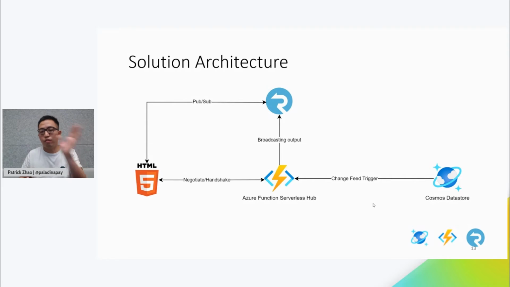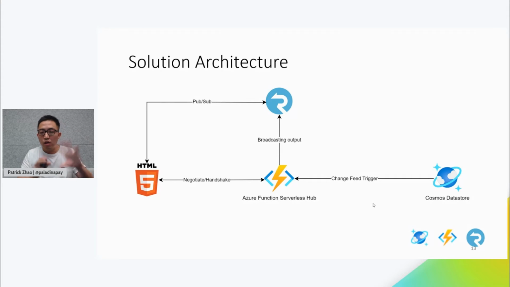So starting from the right-hand side, we have our data store, which is our Cosmos DB. Whenever there's a change captured by the change feed built in with Cosmos DB, it can trigger an Azure Function serverless hub. And the Azure Function serverless hub has an output binding that broadcasts messages to client applications via a typical pub/sub architecture via SignalR Service. Now, before we allow the connection to be established between the client application, our dashboard on a big screen, and SignalR Service, there needs to be a negotiation or handshake process beforehand. I'll show you the code so it will make more sense.